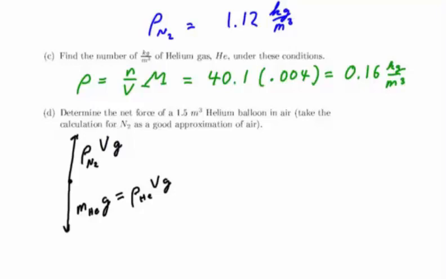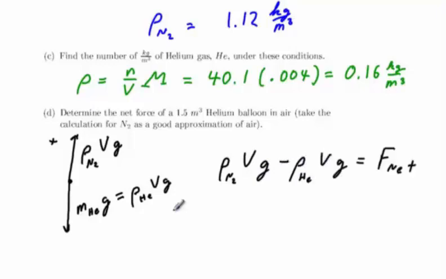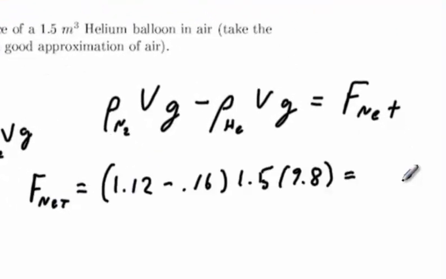This is a one-dimensional free body diagram, and we know that the helium balloon will accelerate upward, and so we will select up as the plus direction. In this case, the net force is the sum of all forces and will be equal to the density of the nitrogen times the volume displaced, which is the volume of the balloon, times g, minus the density of helium times the same two factors. Plugging in the numbers from the previous steps will give us the answer for the net force acting on the helium balloon. The result is 14 newtons upward.